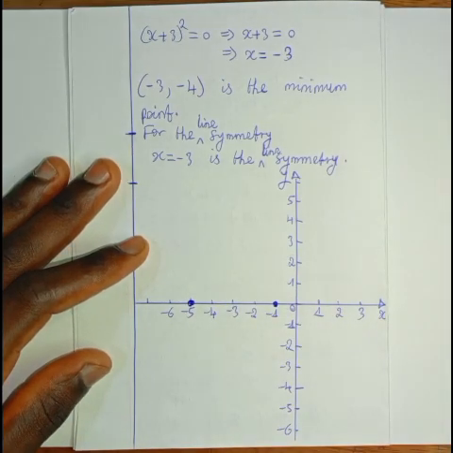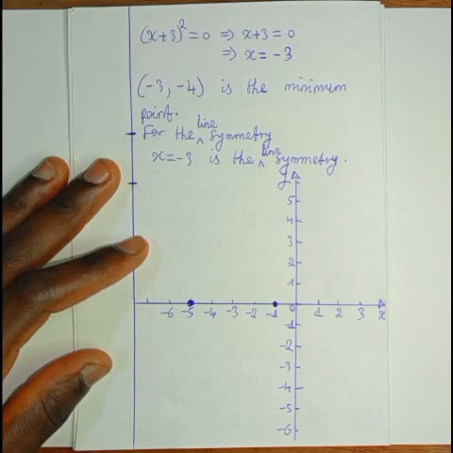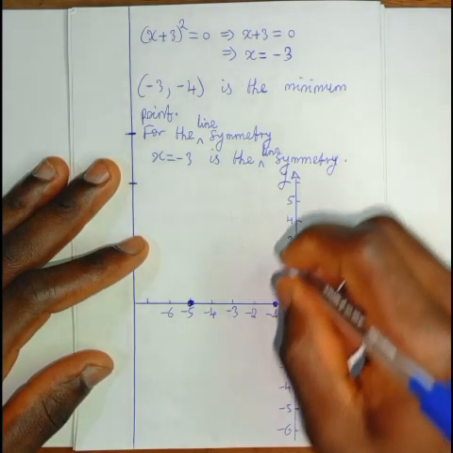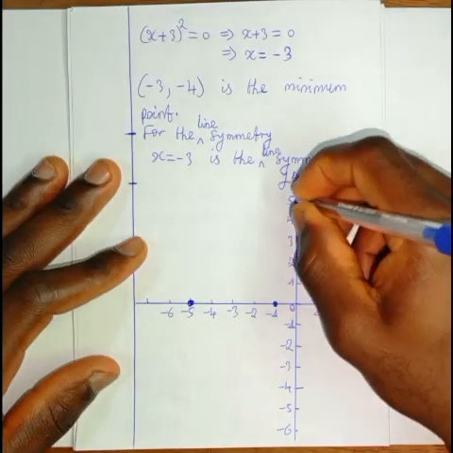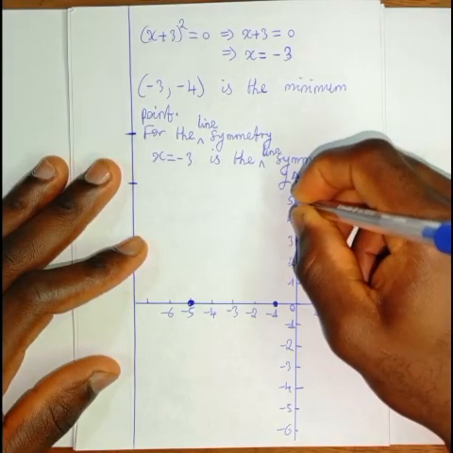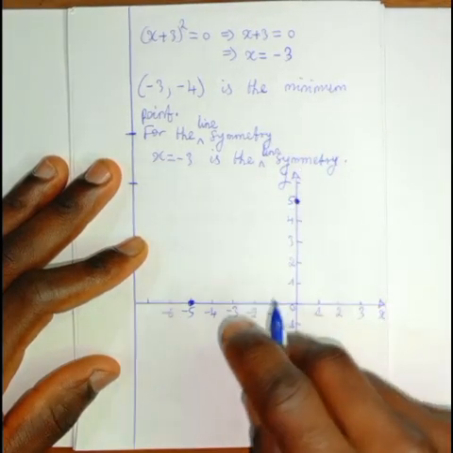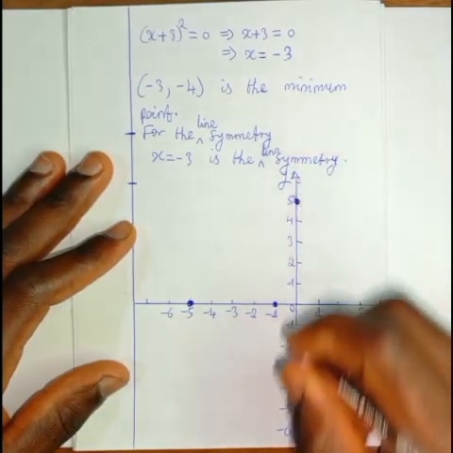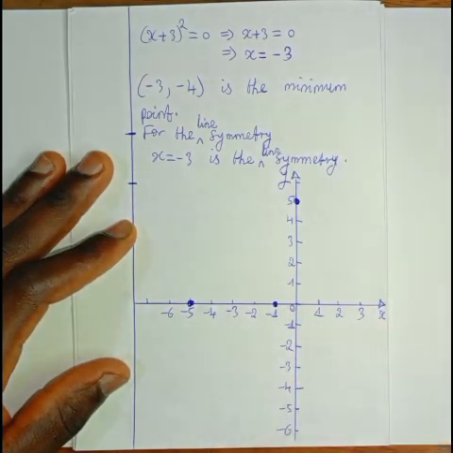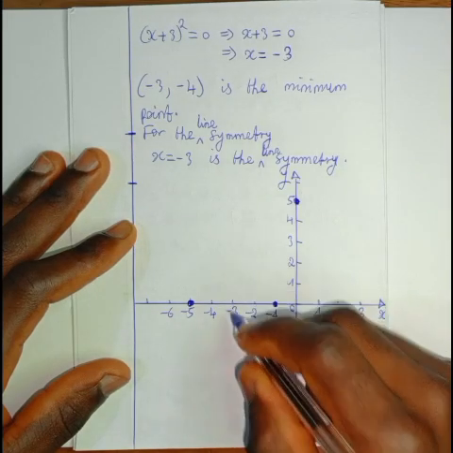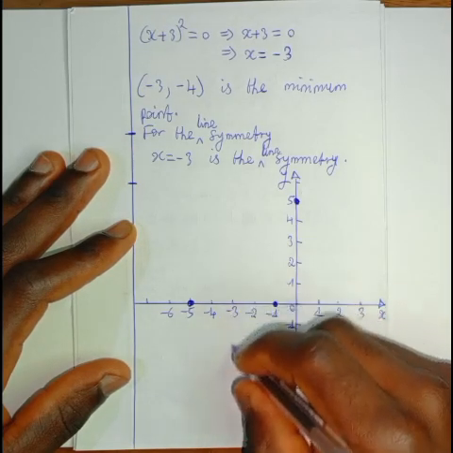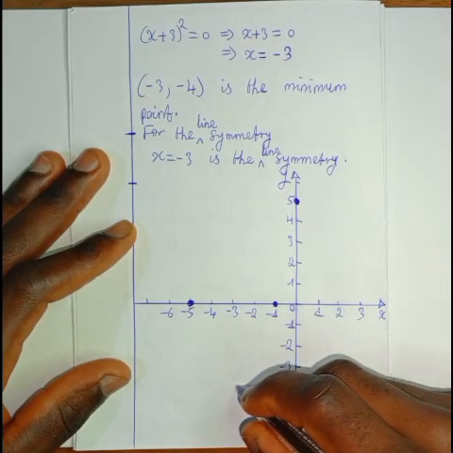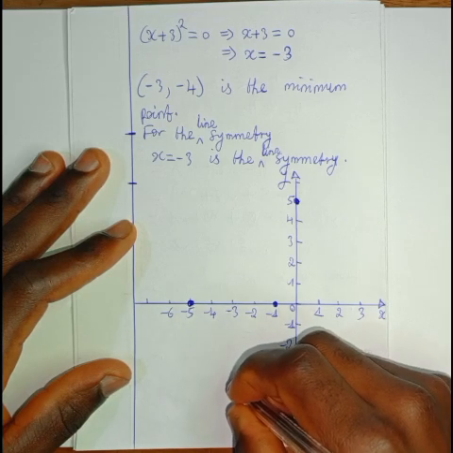Now we move to the y-intercept. For the y-intercept, when x is 0, we have y as 5. So on the y-axis. Now the next thing we need to plot is the minimum point. When x is -3, y is -4. We meet here, we put a dot.